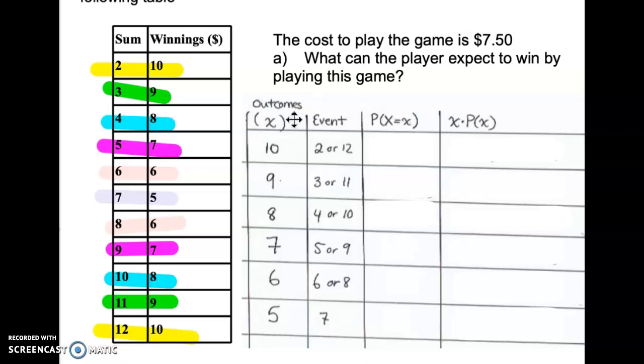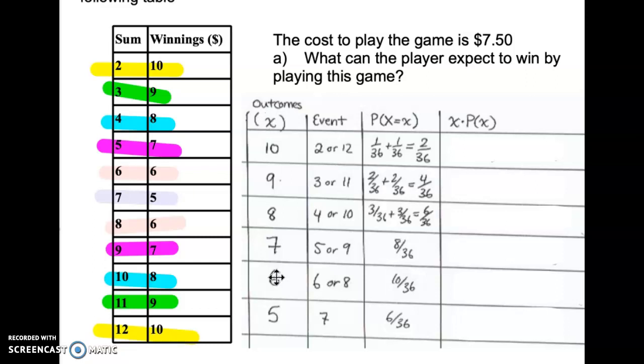Next we need the probability of x equaling x. In this case x is the amount of winnings, equaling the possible winnings. So the probability of x equaling 10 is going to be the same as the probability of rolling either a 2 or a 12. So the probability of rolling a sum of 2 or 12 is going to be 1 out of 36 plus 1 out of 36, because those events are mutually exclusive. And we're going to do it for every single outcome. So there we have all the probabilities.